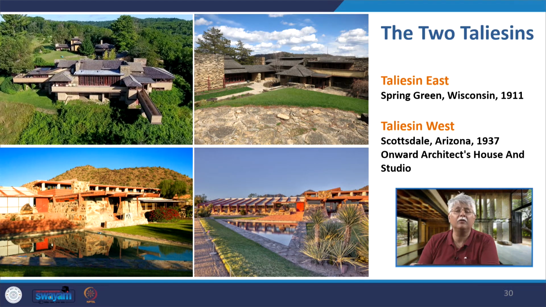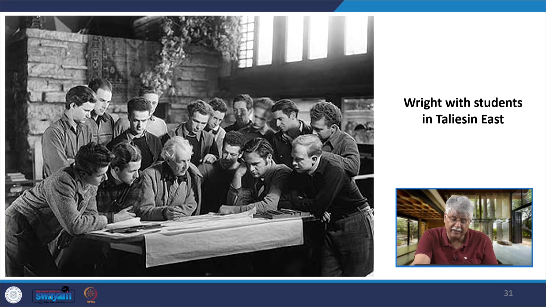And then he went on to do two Taliesins, the Taliesin East, which was in Spring Green, Wisconsin, and the Taliesin West, which was in Scottsdale, Arizona in 1937. And then onward it also became the architect's own house and studio. Here is a picture of Wright working with some of the young architects who used to come and do apprenticeship or internship under him.